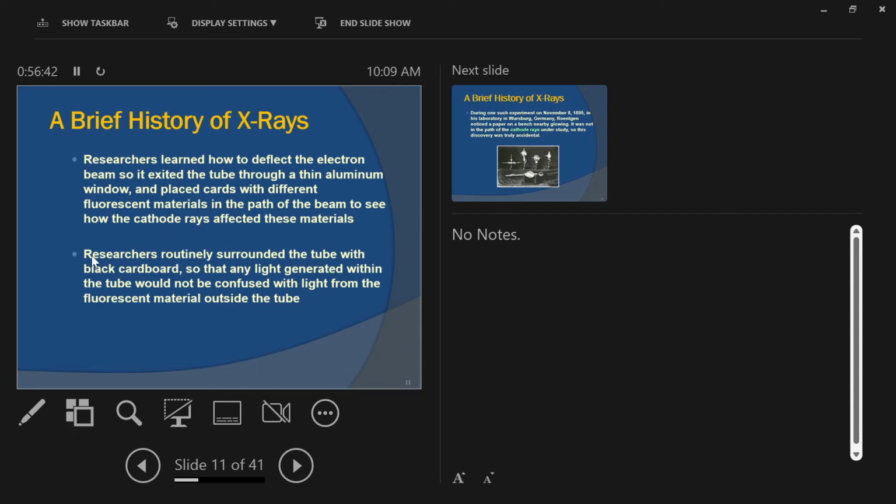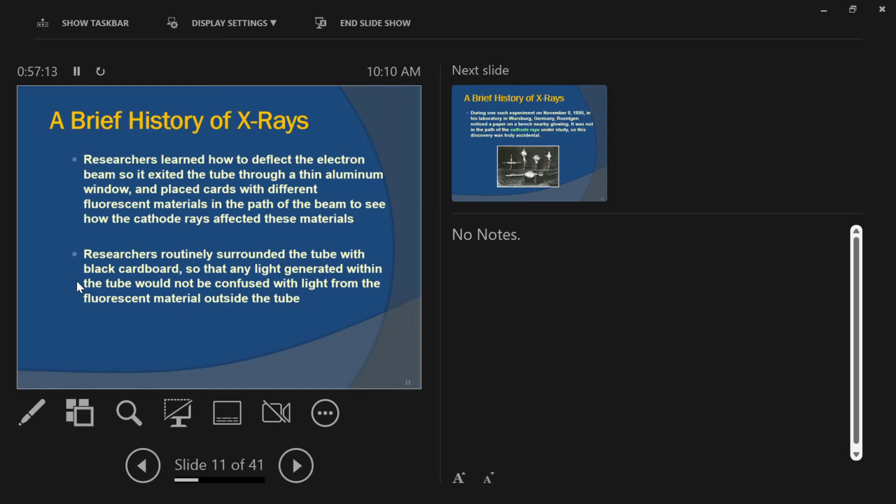Okay, so they say researchers routinely surrounded the tube with black cardboard so that any light generated within the tube would not be confused with light emitted from the fluorescent cards. So that's where we're at now. We're at the point where scientists had been able to harness electricity in a way where they could do experiments with it. They learned that they would get better results if they shielded their tube and blacked it out so no visible light was coming out of that. So any light that they saw was coming from their little fluorescent material cards.